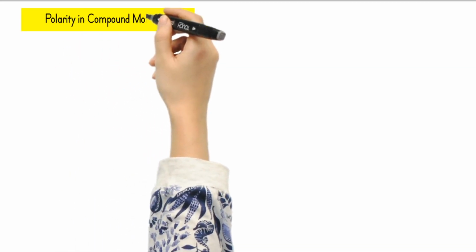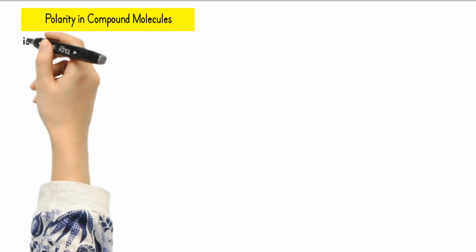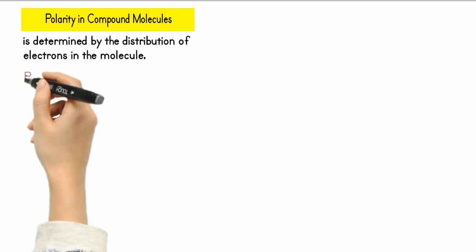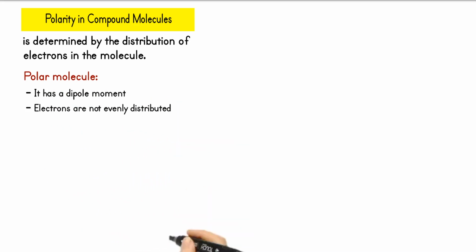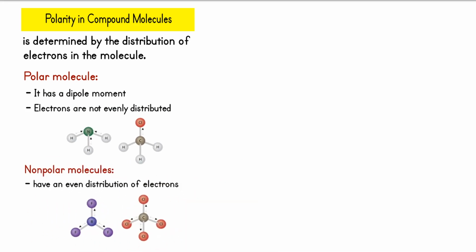Polarity in compound molecules. Polarity in compound molecules is determined by the distribution of electrons in the molecule. A molecule is polar if it has a dipole moment, which means that the electrons are not evenly distributed. Polar molecules have a positive and negative end, while nonpolar molecules have an even distribution of electrons.